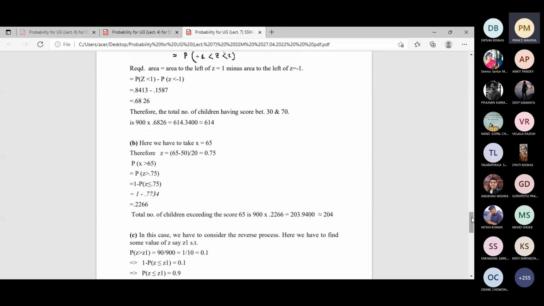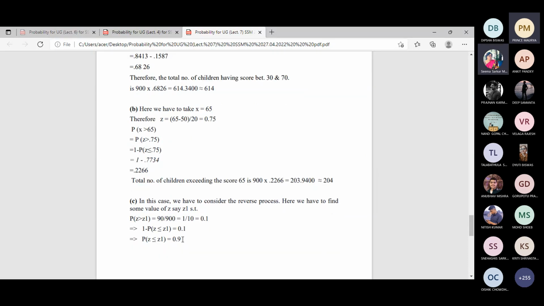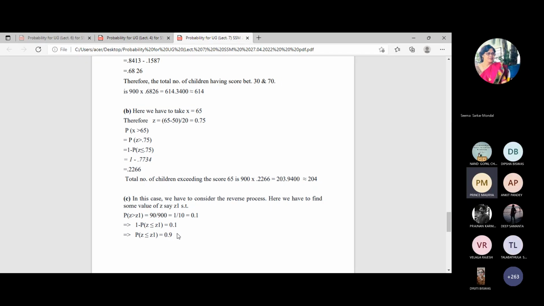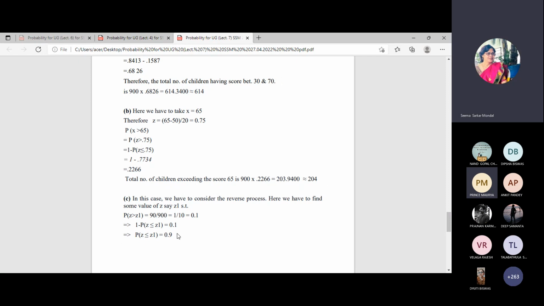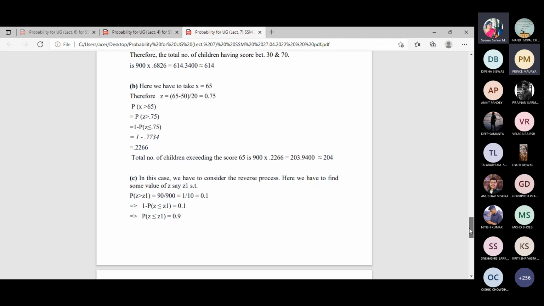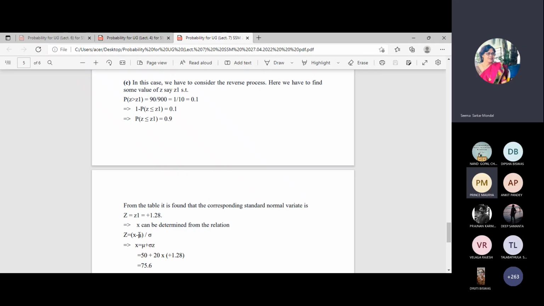Yes, 1.28 exactly. So the 0.9 area is not exactly there in the table, but 1.29 is also closer. This means 0.9000. So you have told which value? 1.28, you are telling 0.8997. Yes, 1.28. Right, I have seen the table. So corresponding to that, the Z value is obtained as plus 1.28.